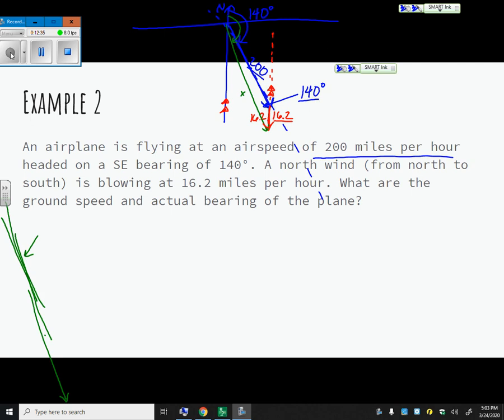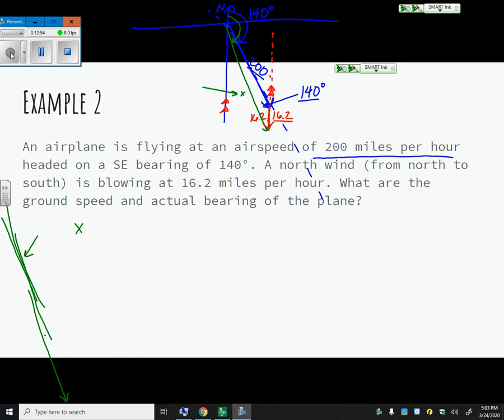Law of sines, law of cosines. We're solving an oblique triangle. Now, I'm not given an angle and a side across from it. So I'm going to have to do law of cosines first. And the good news is, if I do law of cosines, I can solve directly for this x right here.